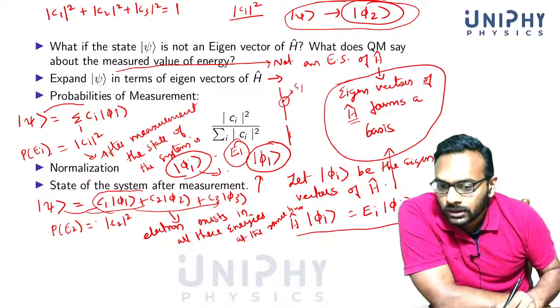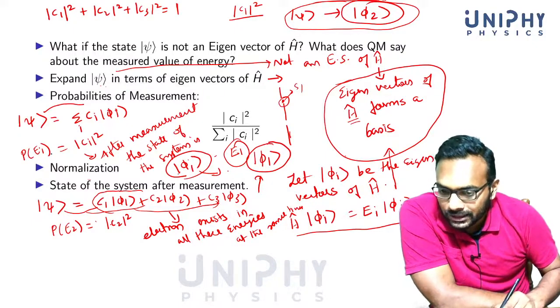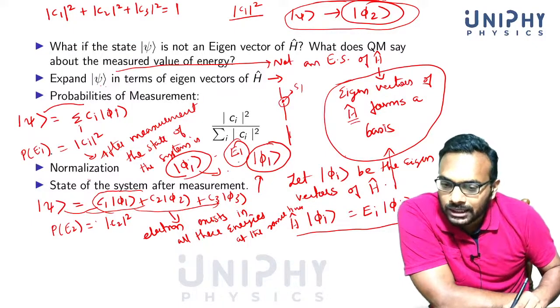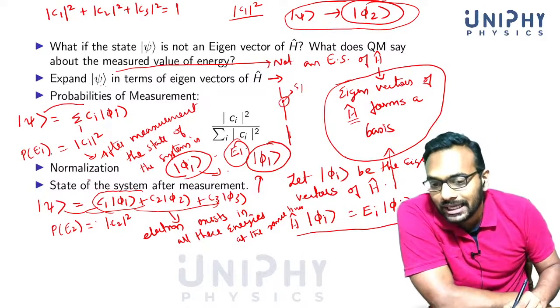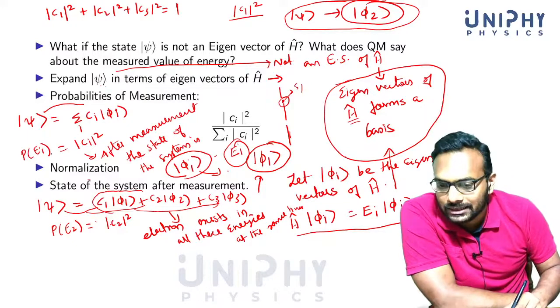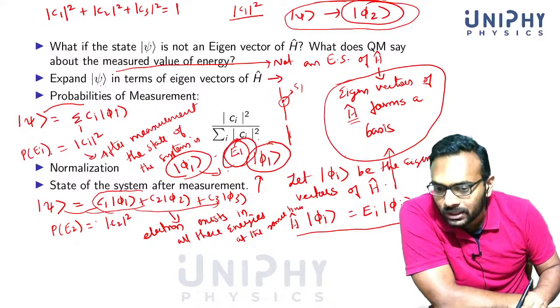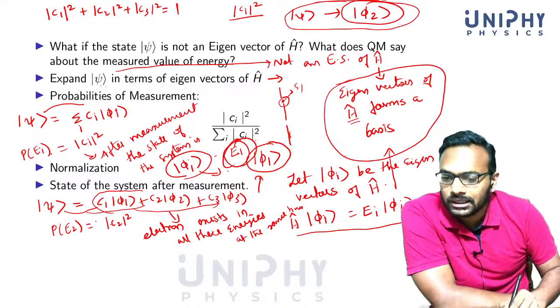After the measurement, the state has reduced to phi 1, and if you choose to measure the energy again, you will always get E1 with probability 1.